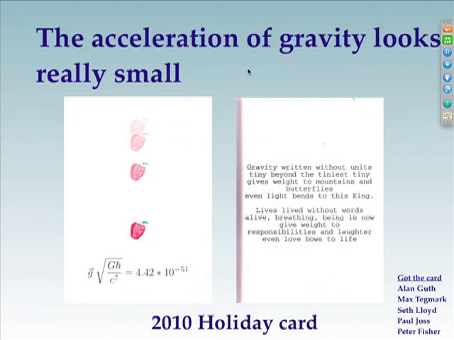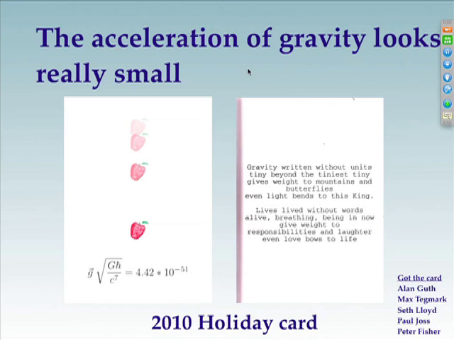Okay, and it turned out that I used this result for my Christmas card this year. Okay, so let me explain my Christmas card. That's an apple falling, and it is gaining twice as much in each subsequent step, as it were. And the math is the acceleration of gravity, g, which is 9.8 meters per second squared, times the square root of G, a small number, h, a small number, divided by c to the seventh, a large number, ends up equaling 4.42 times 10 to the minus 51 as a number, okay? So it represents exactly the same thing.